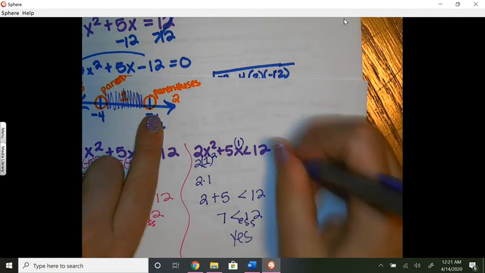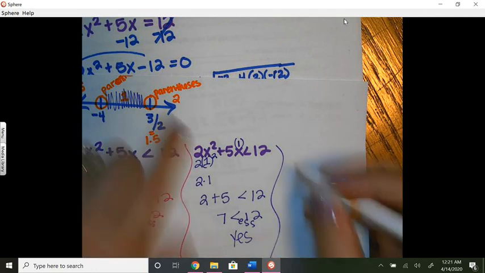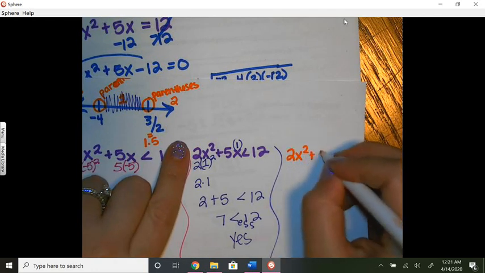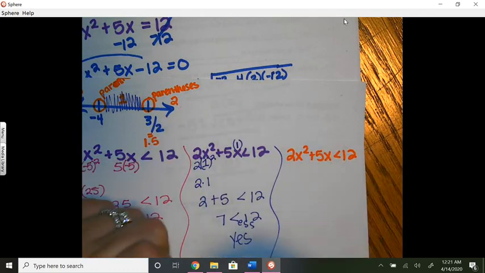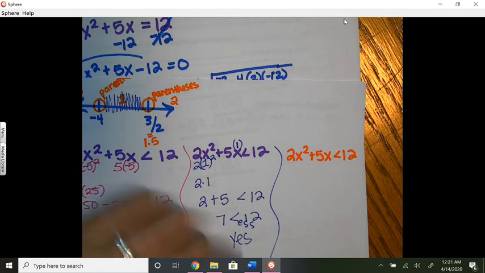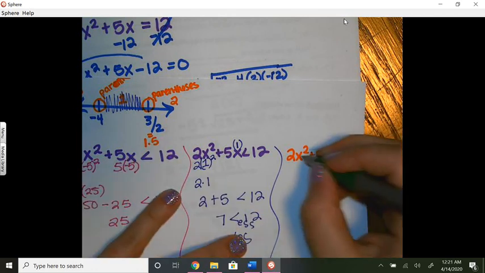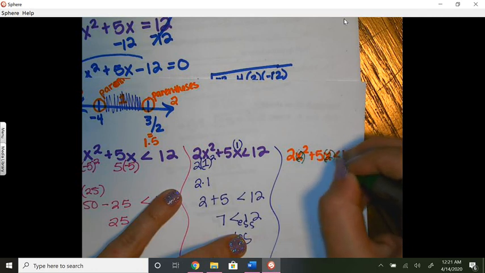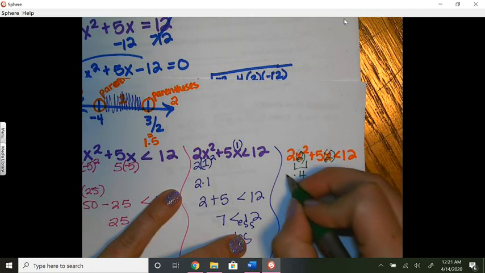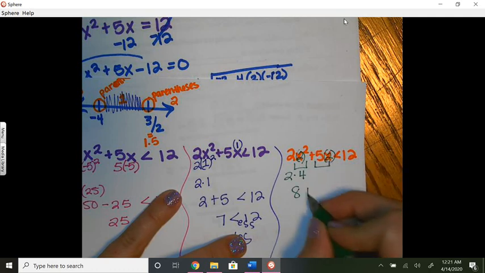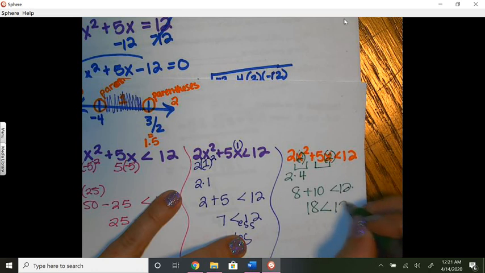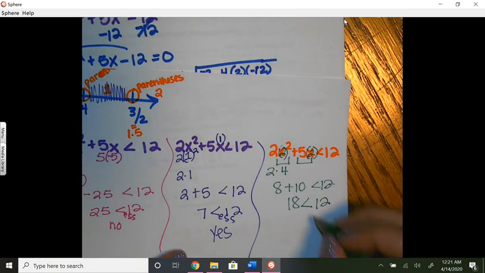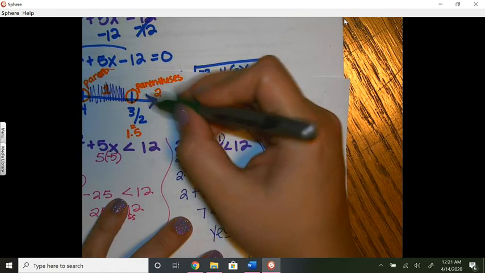And then lastly, we're going to plug in our last number, and I picked 2. I could pick 1,000 if I want, any number bigger than 3 halves. So I'm going to plug in 2. 2 squared is 4, times the 2 is 8. And then 5 times 2 is 10. And 18 is not less than 12. So this is not true, and we're not going to shade here.